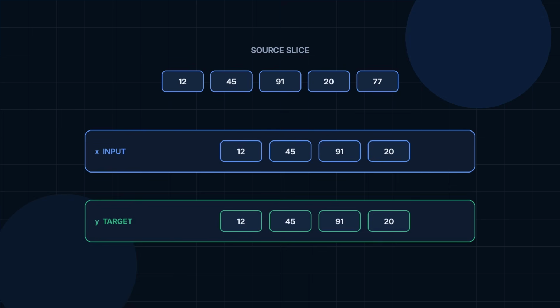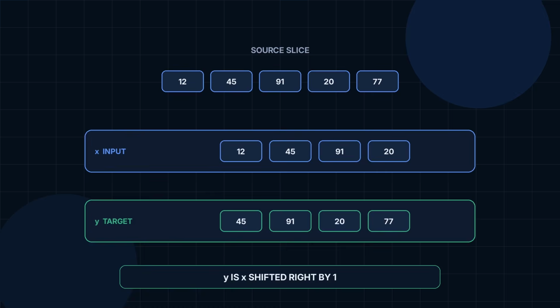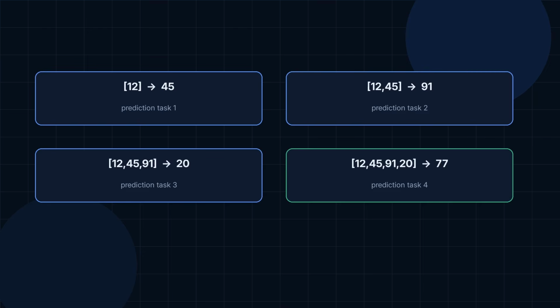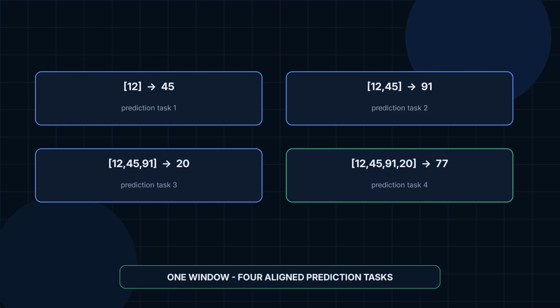So you notice what happened here? The target is just the input that's shifted one position to the right. At every position in the input, the model is asked, given everything you have seen so far, what comes next? One window of 4 tokens gives us 4 separate prediction tasks. The model learns from all of them simultaneously.